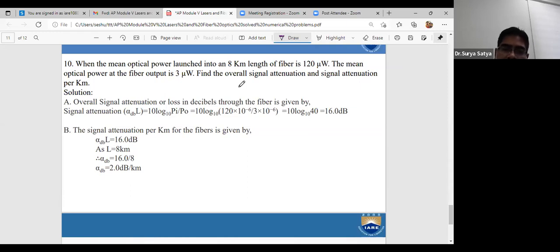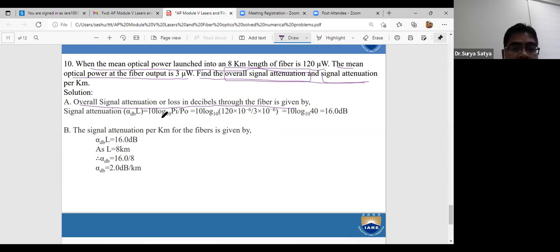So please note down this problem. When the mean optical power launched into an 8 kilometer length of fiber is 120 microwatt, the mean optical power at the fiber output is 3 microwatt. Find the overall signal attenuation and signal attenuation per kilometer. First, you have to find the overall signal attenuation, and then we have to find the signal attenuation per kilometer. So overall signal attenuation or loss in decibels through the fiber is given by alpha dB, signal attenuation coefficient per unit length.